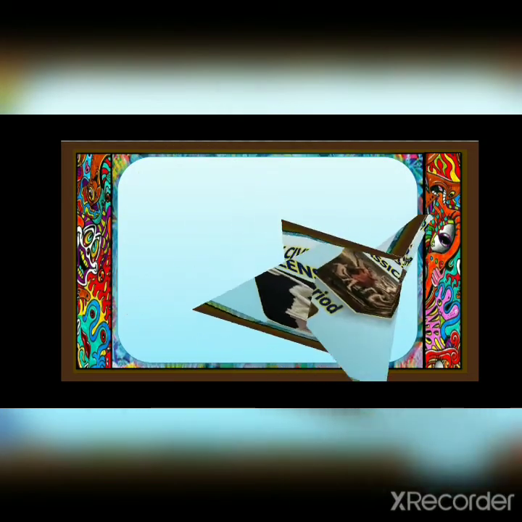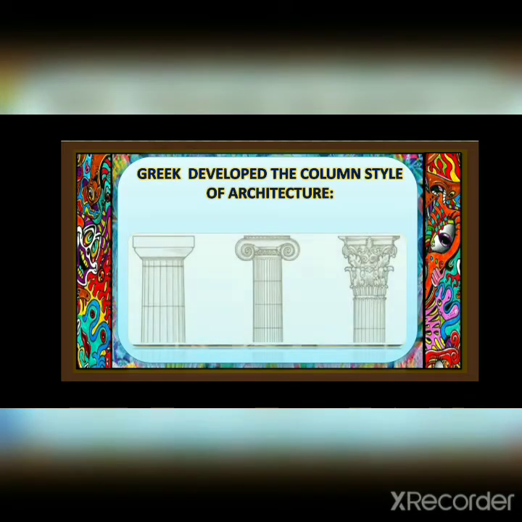Another one is that the Greeks also developed the three-column style of architecture. First is the Doric, second is Ionic, and third is Corinthian. When we say Doric, it is a simple geometric style. The Ionic is taller and more dynamic. And the Corinthian is complex and organic.